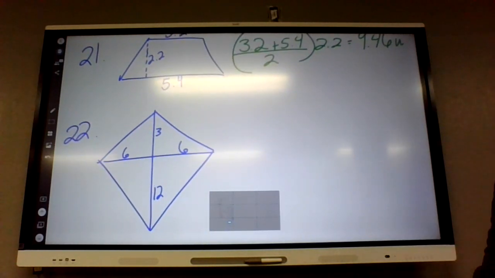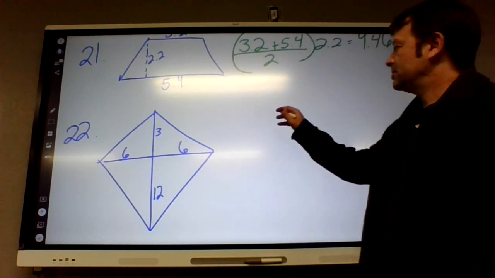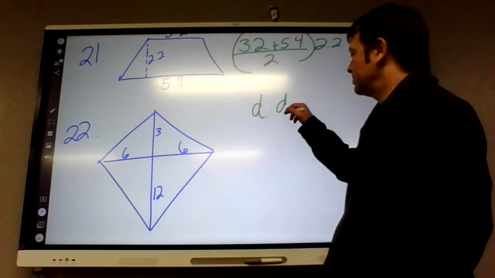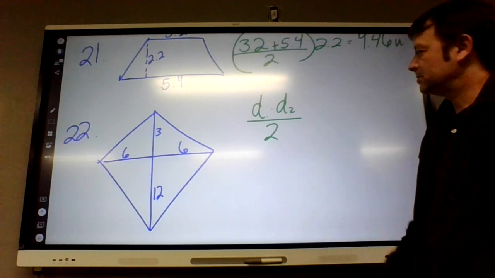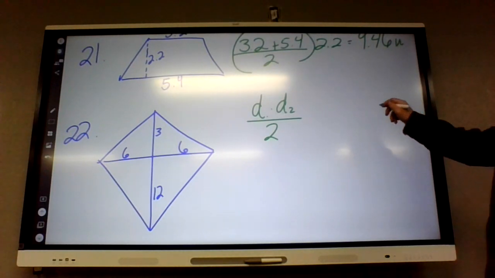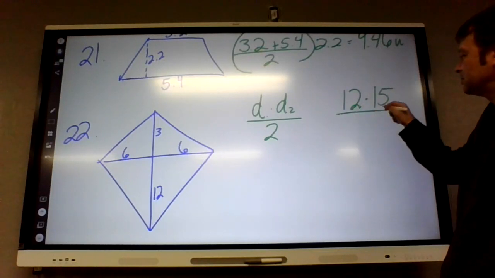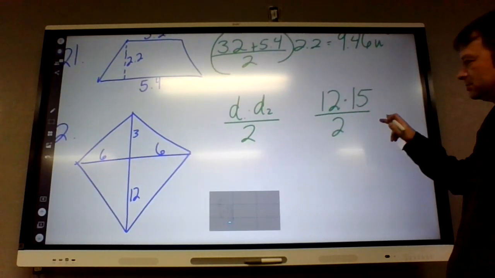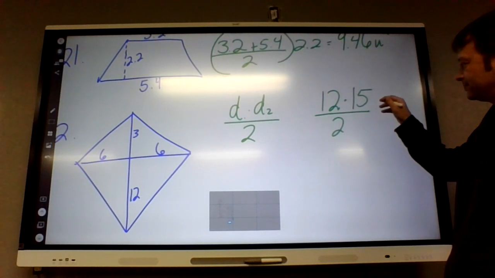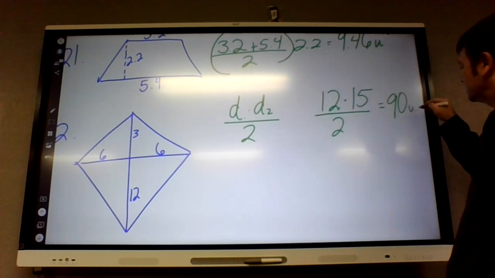Okay, 22 is a what? A kite. So what do we do with the diagonals? Diagonal 1 times diagonal 2 over 2. So what are the diagonals? 12 times 15 times 2. No, 360, divide by 2. I meant divide by 2. Whoopsie. Or 60. 90. Thank you.